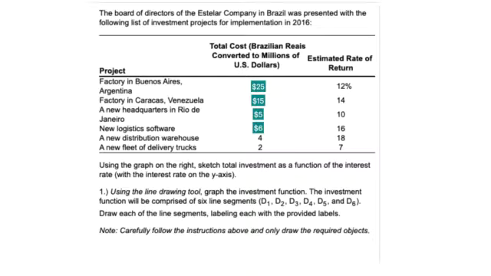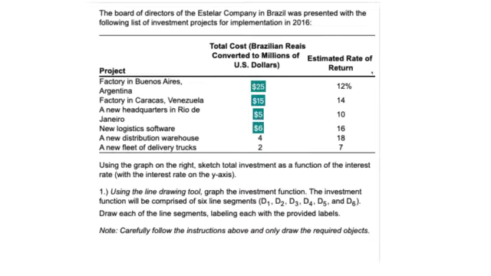So what you have here is the investment schedule for a particular company. It lists out the projects here: a factory in Buenos Aires, a factory in Caracas, a new headquarters in Rio de Janeiro, new logistics software, new distribution warehouse, and a new fleet of delivery trucks. It gives the total cost of these investments. So the factory in Buenos Aires is $25 million. The factory in Caracas is $15 million, etc.